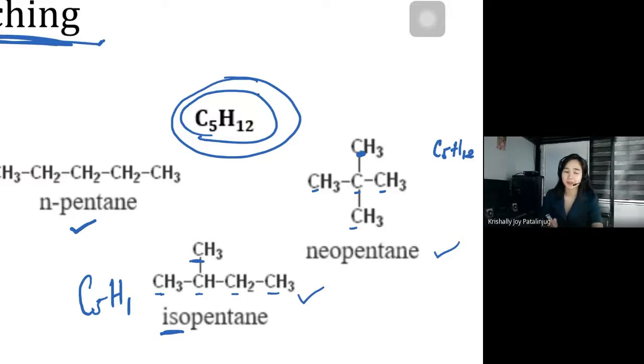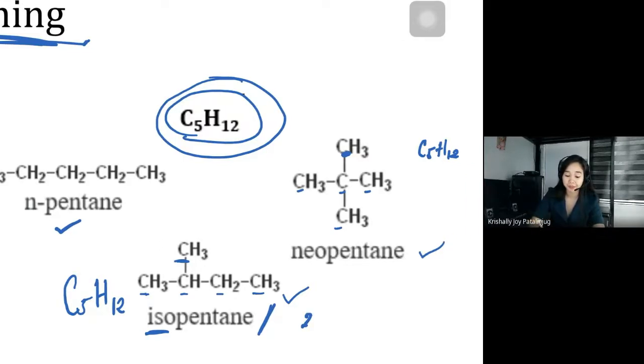Kapag systematic name, the IUPAC name, meaning following the set of rules na binigay ni IUPAC. Ano yung systematic name of isopentane? This is an alkane with a 4-carbon containing parent chain and merong methyl na substituent at carbon 2. So what would be the name? It's 2-methyl. Okay, very good. Butane.